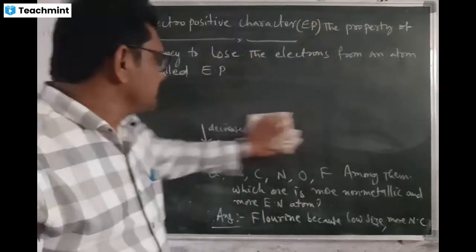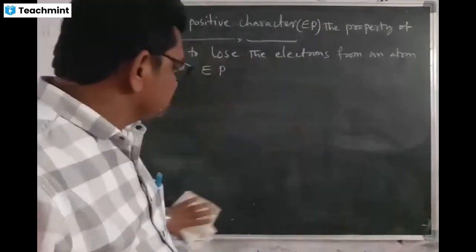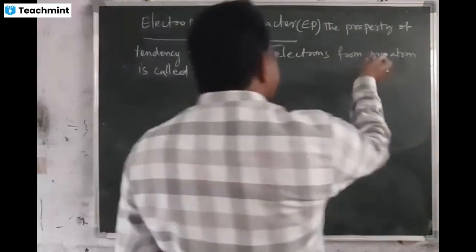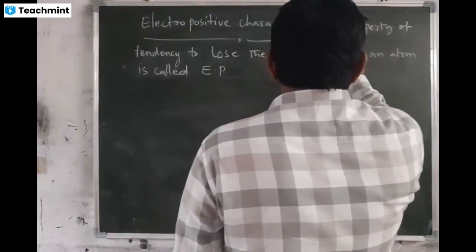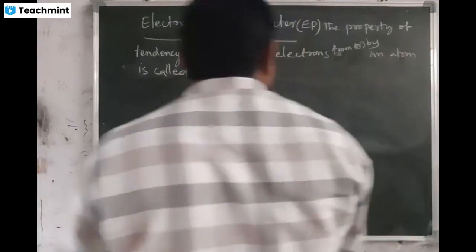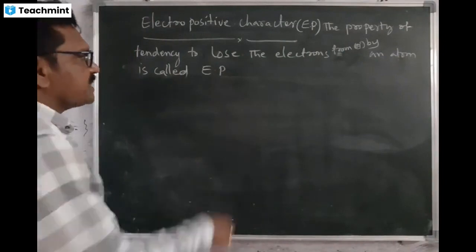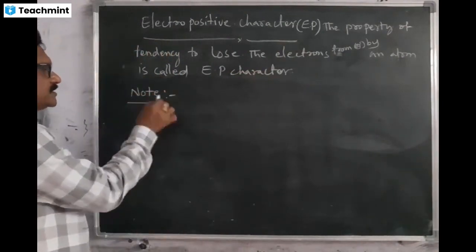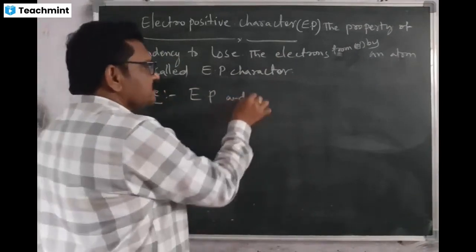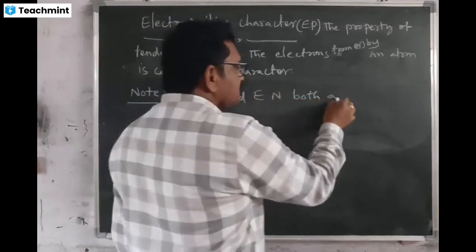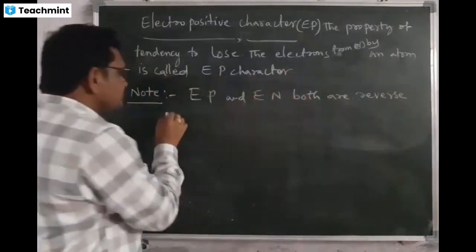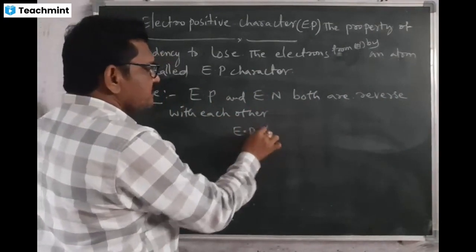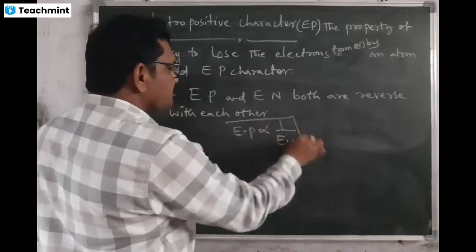So the tendency to lose the electrons from an atom, or by an atom, is called electropositive character, EP character. From is also right. From or by an atom, both are right. So I write one important note here. Remember, electropositive and electronegative both are reverse with each other. So the relation between electropositive and electronegative is inversely proportional with each other.